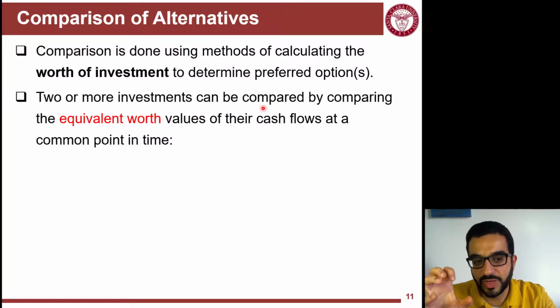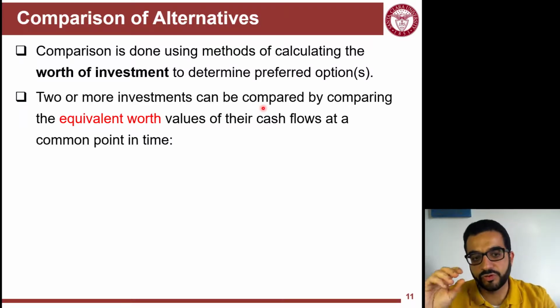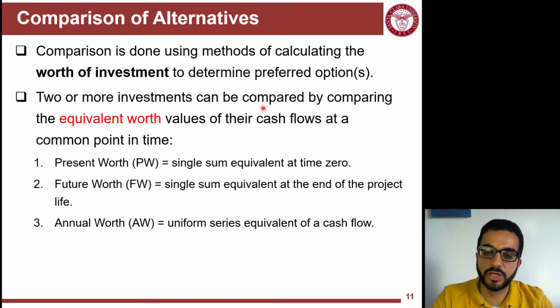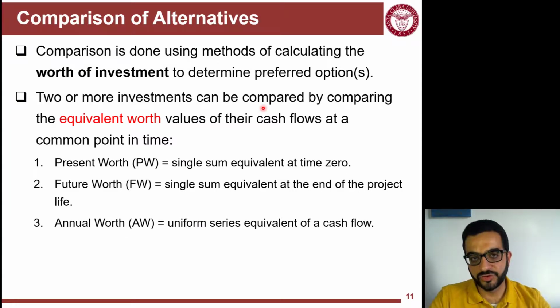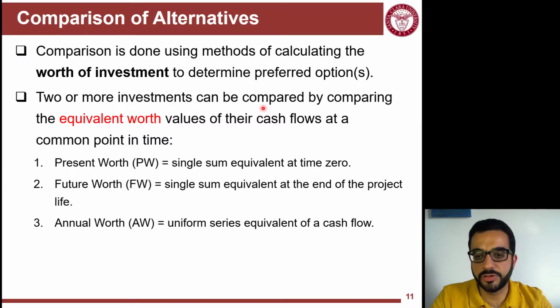But now, if I compare between alternatives, the worth of every cash flow of every alternative should be calculated in the same format or at the same point. So it has to be either present worth, where I'm using present worth to calculate all my alternatives and compare between them, or future worth, or instead of just one point, I'm kind of melting that value and spreading it over a period of time, so annual worth or uniform series worth.